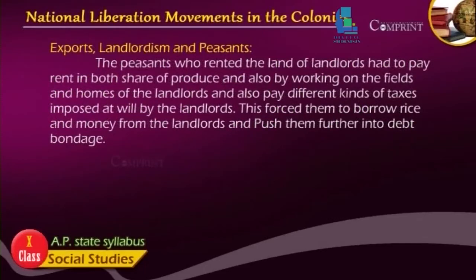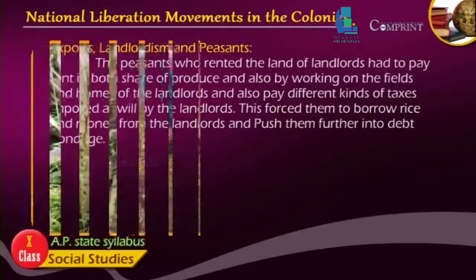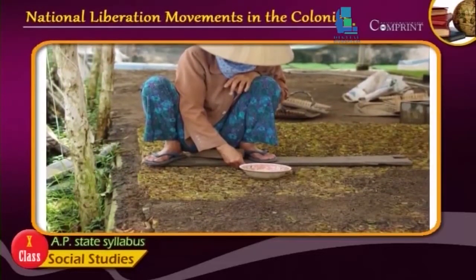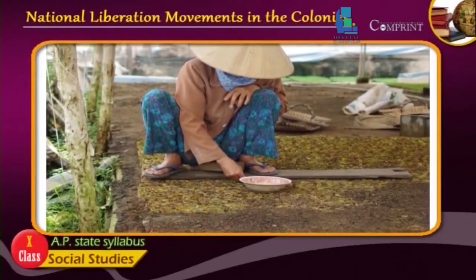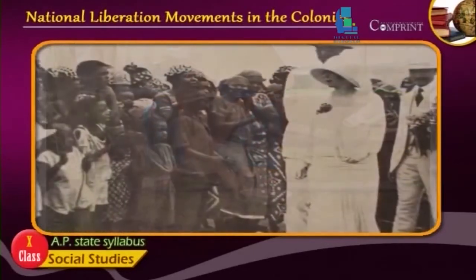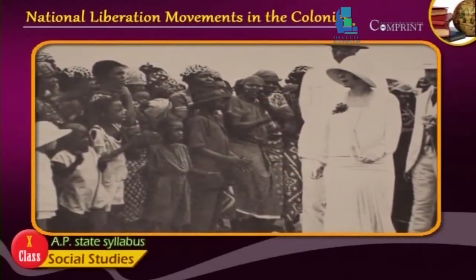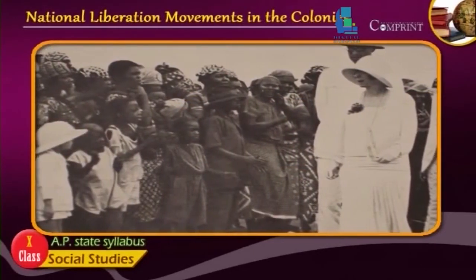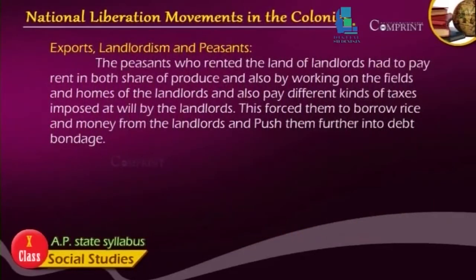The peasants who tilled the land of landlords had to pay rent both in a share of produce and by working on the fields and homes of the landlords, and also pay different kinds of taxes imposed by the landlords. This forced them to borrow rice and money from the landlords and pushed them further into debt bondage.